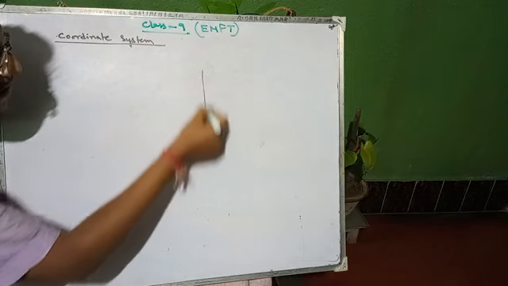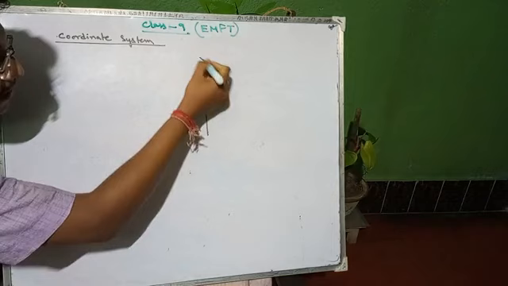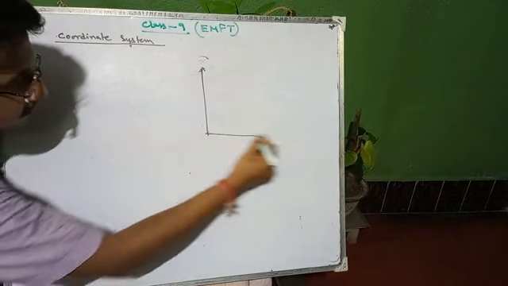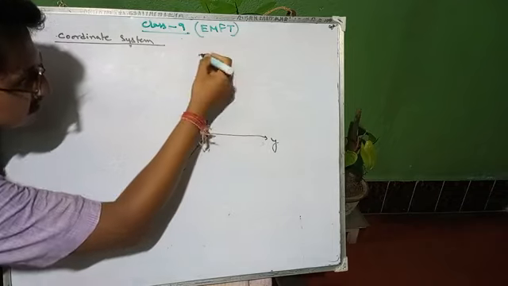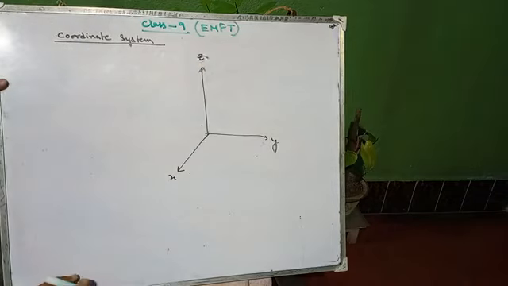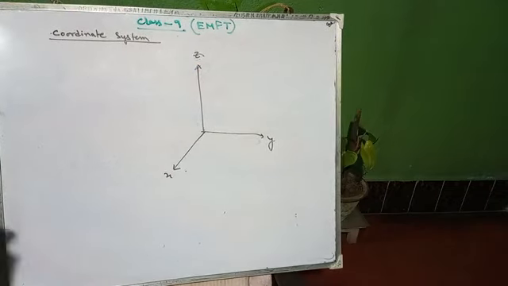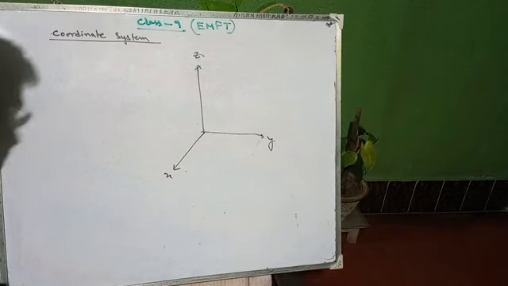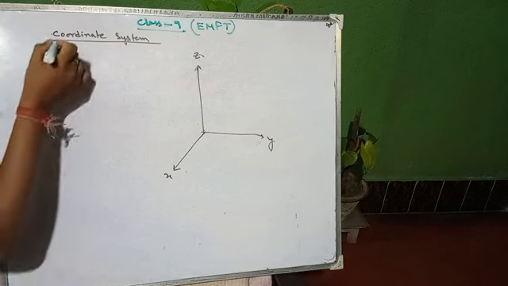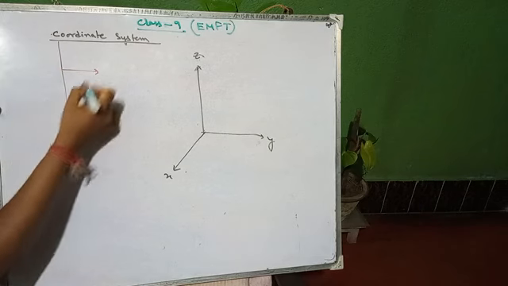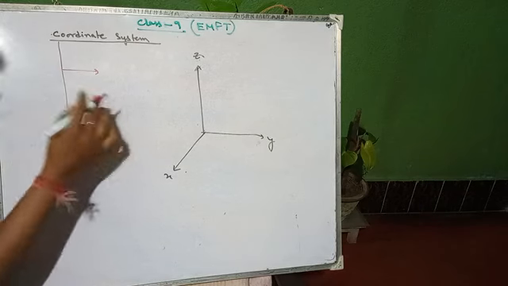Okay, that means x axis, this is your x axis, this is your y axis, this is your z axis. Okay, so these 3 axes. Okay, so coordinate system, there are 3 types of coordinate systems which are discussed in this subject. Okay, so coordinate system can be classified into 3 categories. Okay, so write 3 categories.